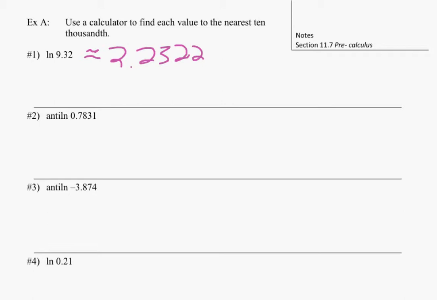The second one, anti-natural log, it's on the same button. It's e to the exponent is all that means. I'm just going to write that down here for your notes purposes. You would not have to do this on your homework, a test, or a quiz. You should get about 2.1882.